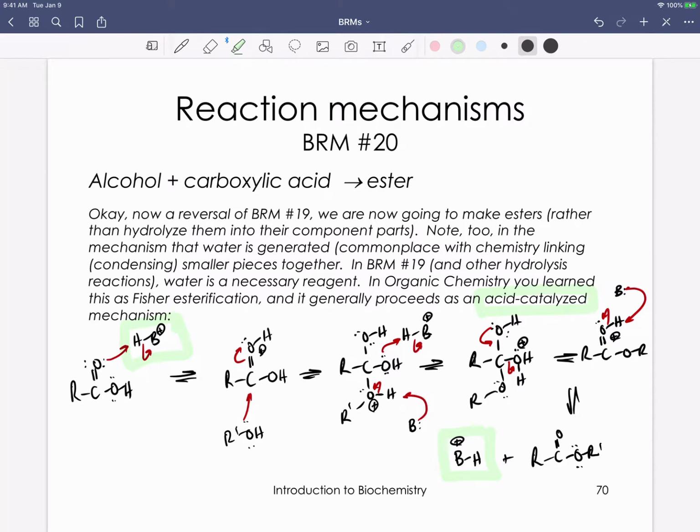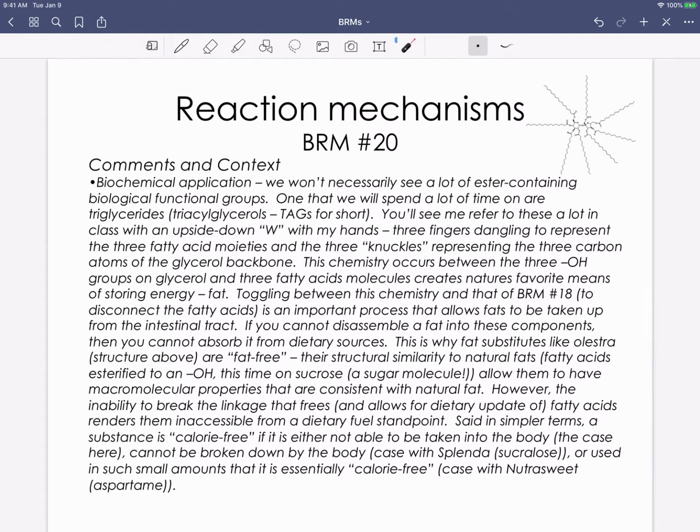So just a couple of comments on the application here. Where are we going to see this chemistry? We're not necessarily going to see a ton of ester-containing biochemical or biological functional groups. But one that we will see is in our triglycerides. So triacylglycerols or triglycerides, TAGs is what we'll abbreviate them for short. Again, we've seen these where we have an upside down W that I'll draw or hold with my hands.